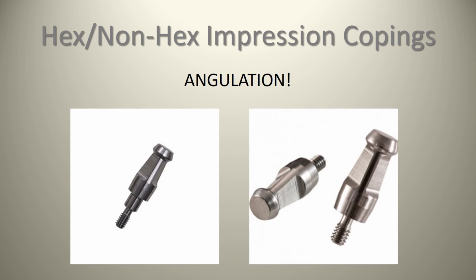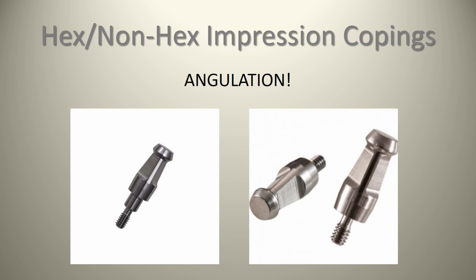Now, for those of you who are like, oh my gosh, where do I get a non-hex impression coping? All I have is hex. I've got like 20 hex impression copings and I have this one implant. You can actually easily create a non-hex impression coping out of a hex impression coping just by taking the screw out, right, and taking a handpiece and cutting that hex section off. I wouldn't advocate taking the whole thing off. Sometimes even if you leave a half millimeter of that hex, it's not going to be a problem.